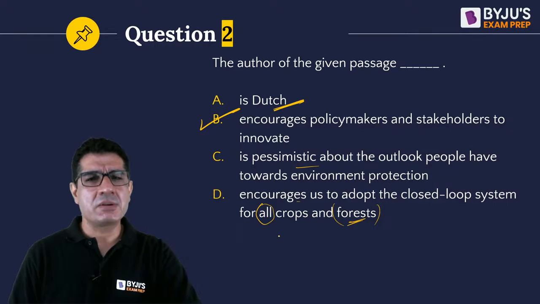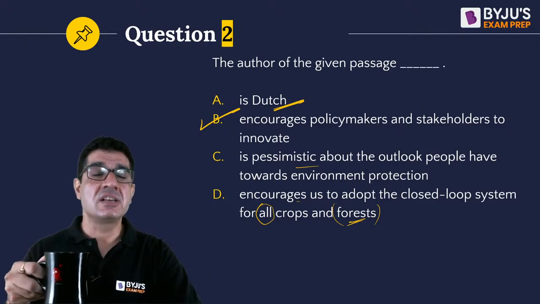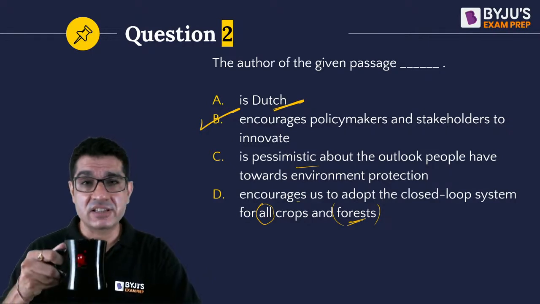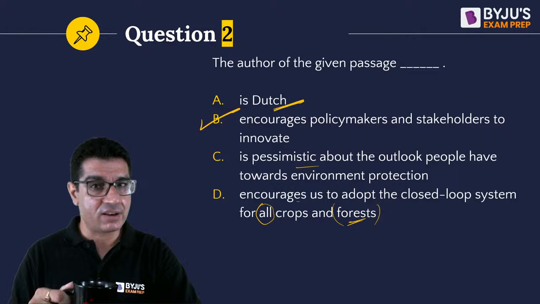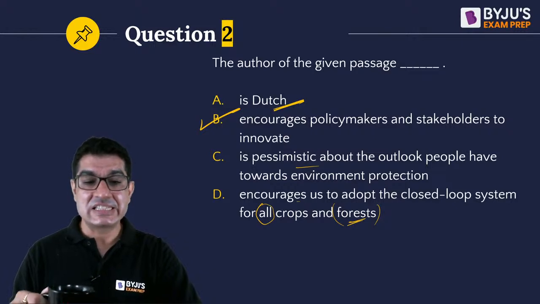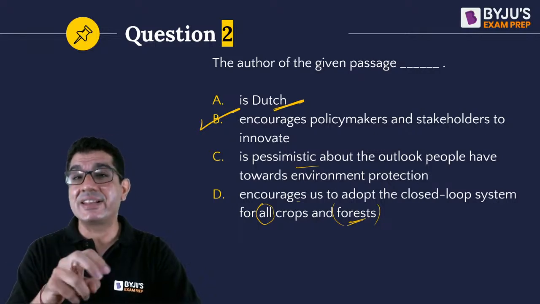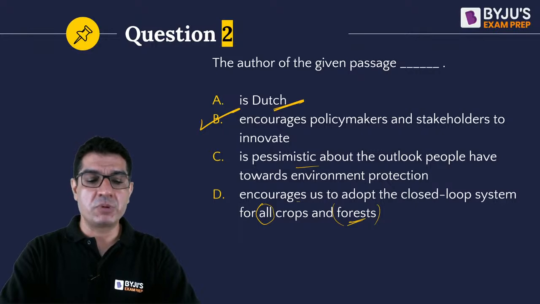Is the author pessimistic about the outlook people have towards environment protection? So pessimist is where you believe that nothing good is going to come out of it. But then look at the Dutch example. The author has given it to prove that, hey, something can be done. So he's not. He's giving those examples because he's an optimist, because he believes that this problem, this dual challenge can actually be resolved. So that is why we choose B over C.